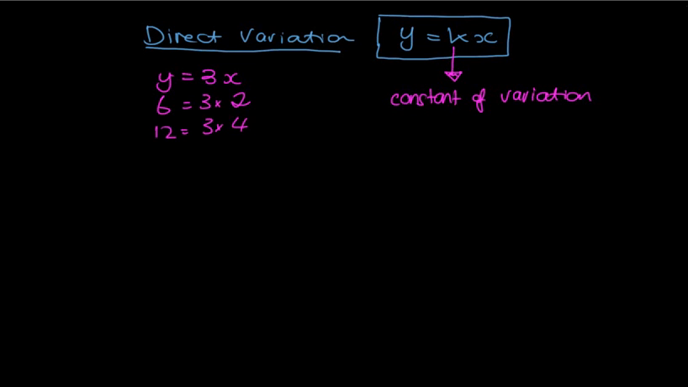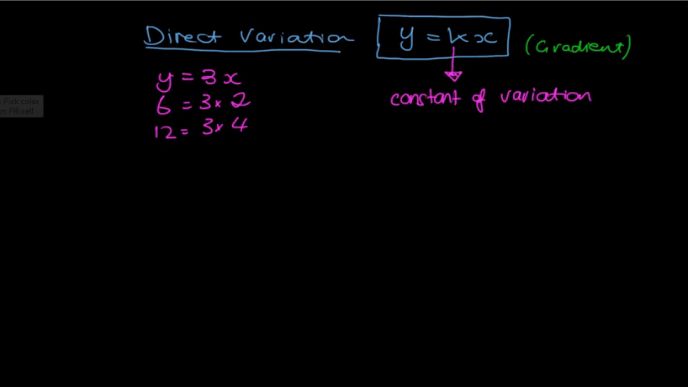Now, can you remember what word we often use for another number that looked like that? Hopefully you remember it is kind of like the gradient. Because remember, that's how the gradient works as well, but because we're talking about direct variation, we use a different letter. So it's y equals kx, and that's our general form of direct variation.